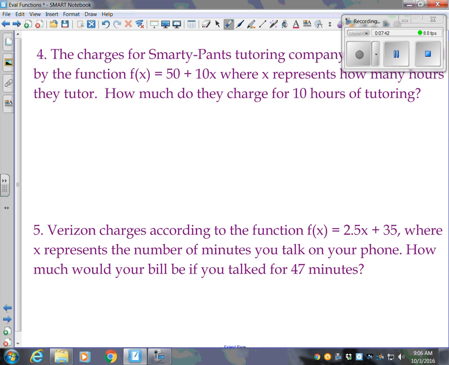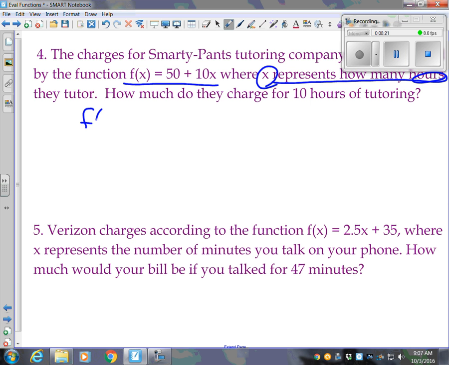All right, let's go on to the next one. Number 4. The charges for Smarty Pants Tutoring Company is given by the function f of x equals 50 plus 10x, where x represents how many hours? X represents what? Hours. Underline x. Underline hours. You have to know what the new input number's got to be. It cannot be a random number. It's got to be an hours number. Does everybody get that? Okay.